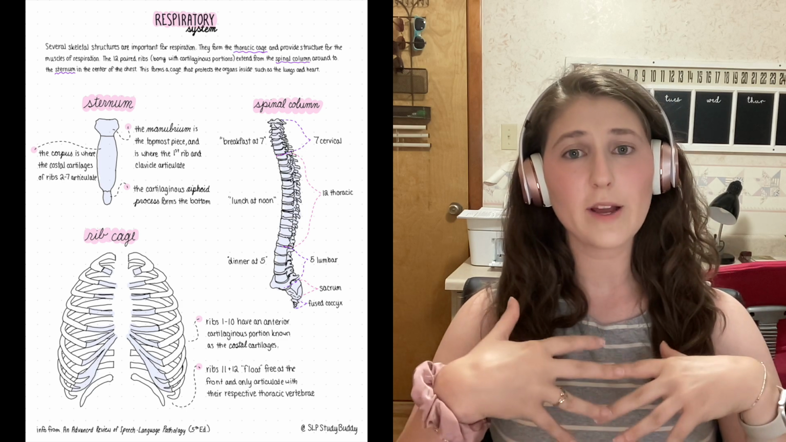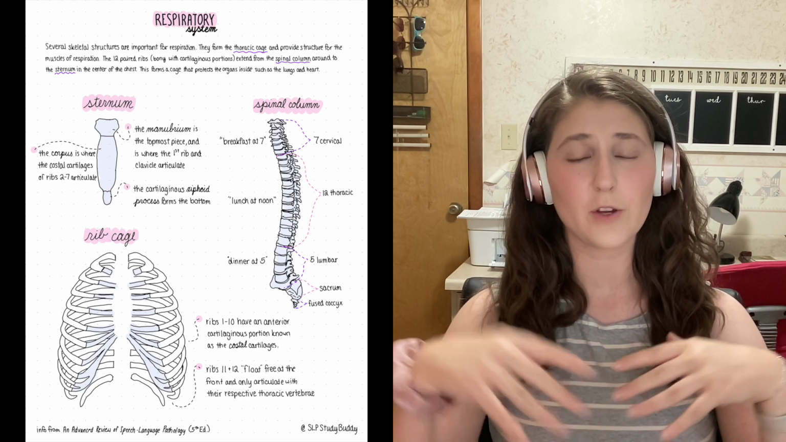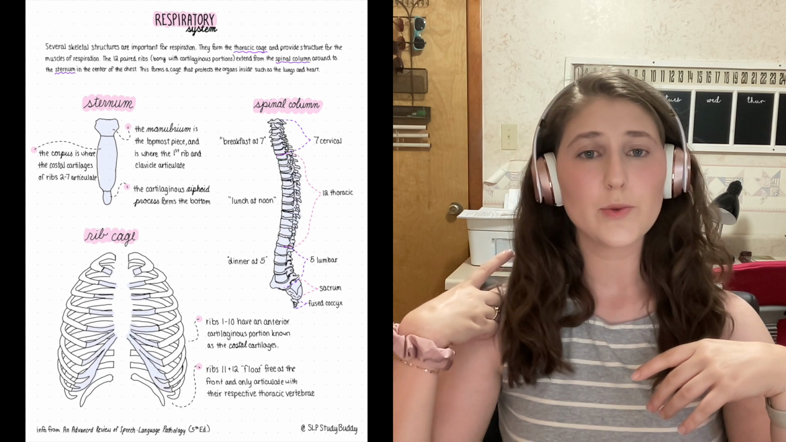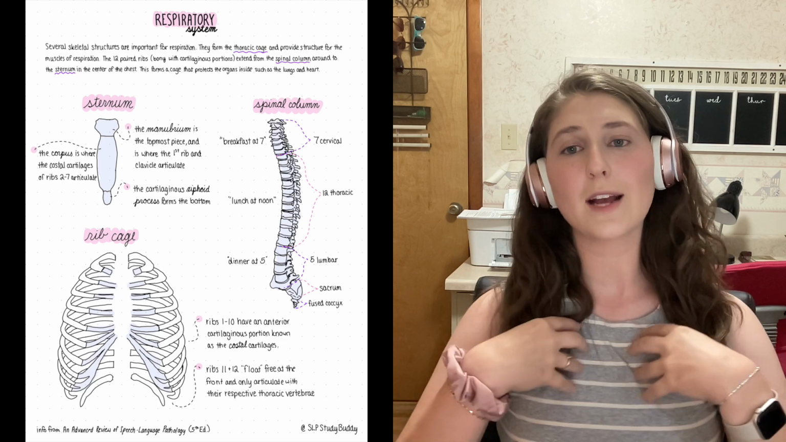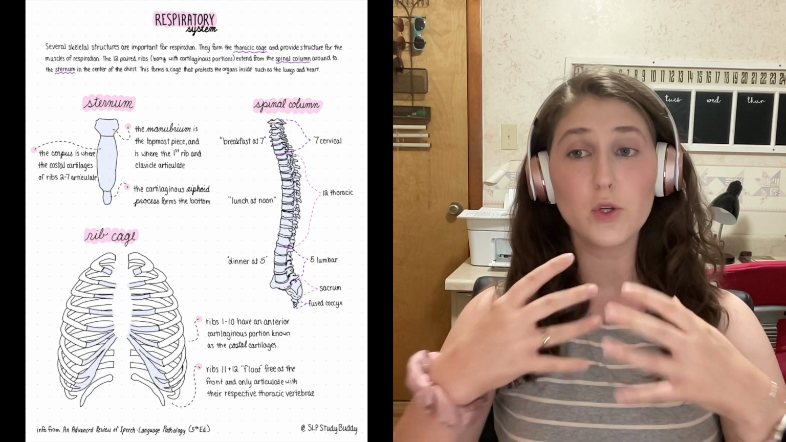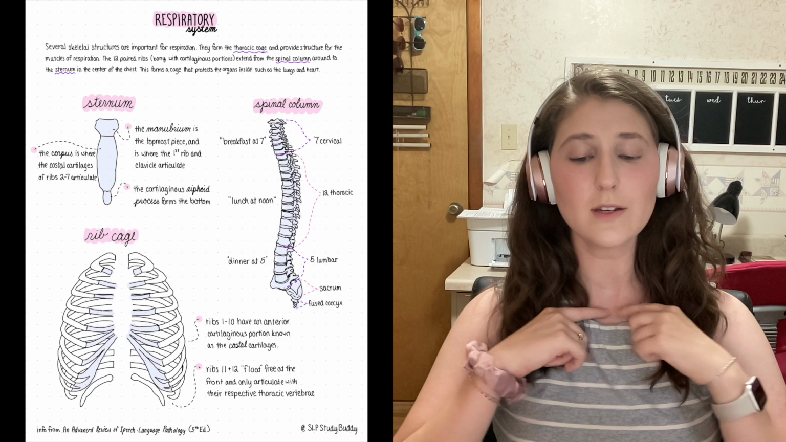We have 12 pairs of ribs that wrap around from your vertebrae or your backbone to the sternum, which is your chest bone. So the first 7 ribs connect right to your sternum's manubrium. That's the very top portion.